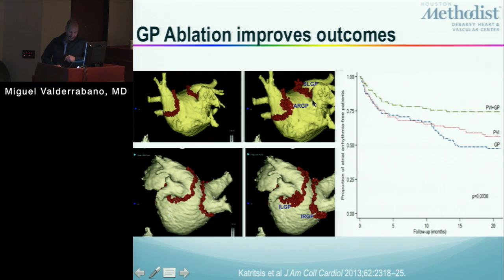But in these papers, they didn't even try to do that. They just ablated in the known locations of the GP. And in general, most people would agree that if you ablate more, you get better results for persistent AFib.